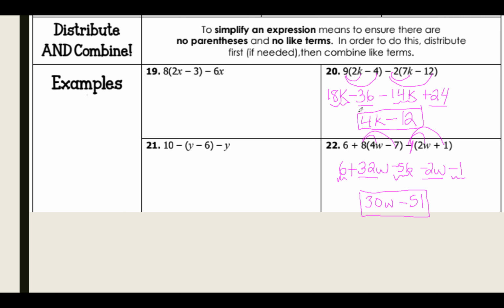Can't combine them anymore because this one has a k with it. Try 21, see if you can get it on your own. Come back after you've paused the video and tried 21 on your own.